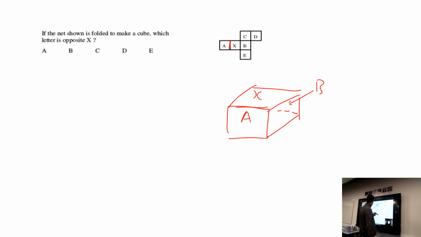Okay, and the thing which would be left over would be at the bottom, which will be D. So the bottom is D, and the left will go for C, and the right hand side would be E. Okay, so the answer will be D.